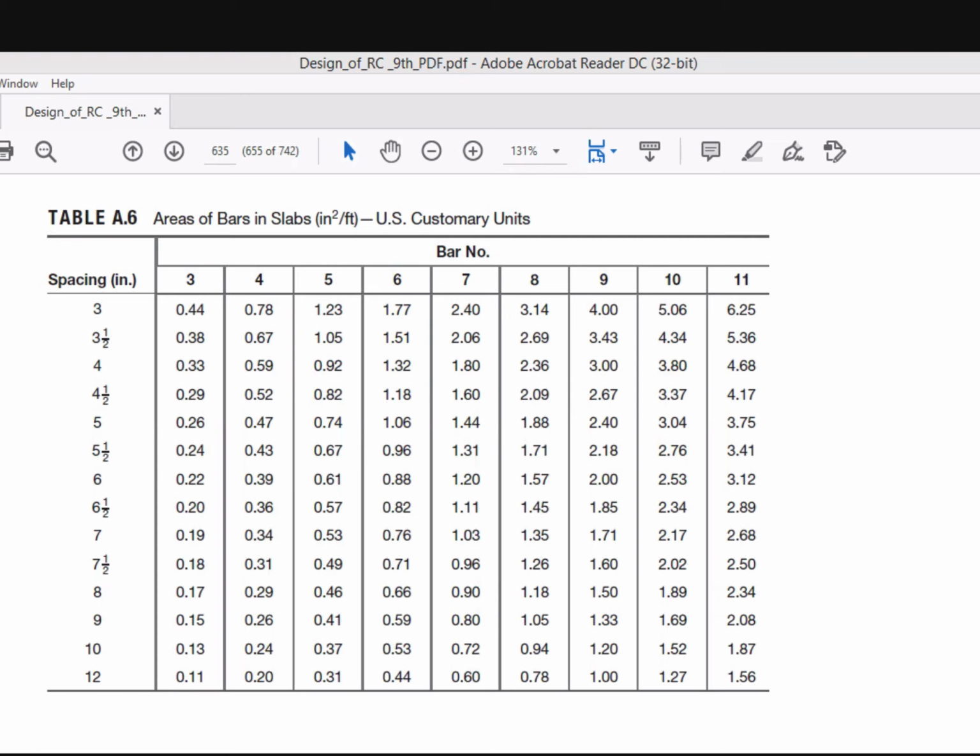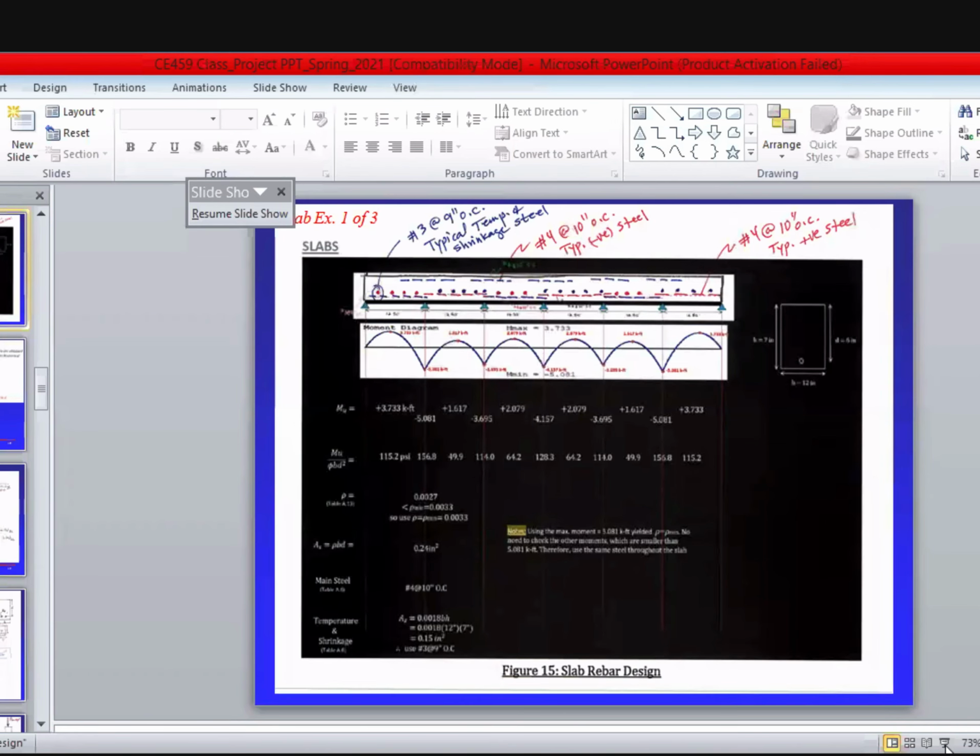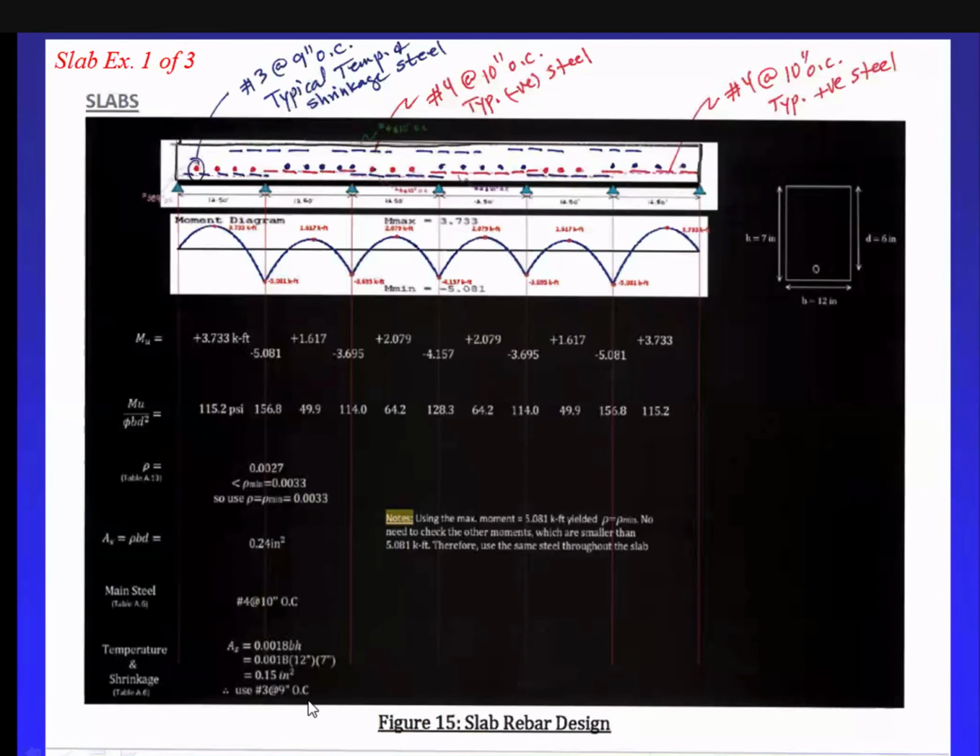So that's why here you see number 3 at 9 inches on centers. And that's where this bar goes. These are the perpendicular ones. And look at this, number 3 at 9 inches on centers, typical temperature and shrinkage steel. When I say typical, that means all of them are the same.